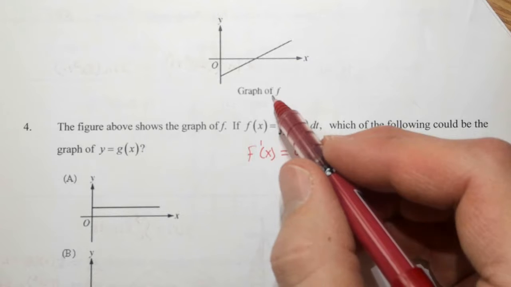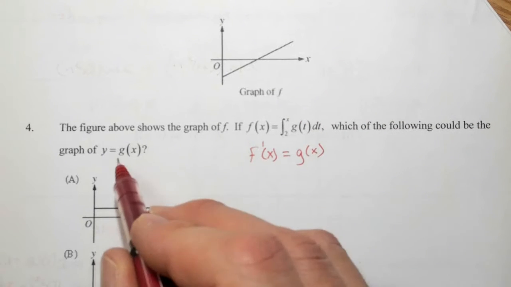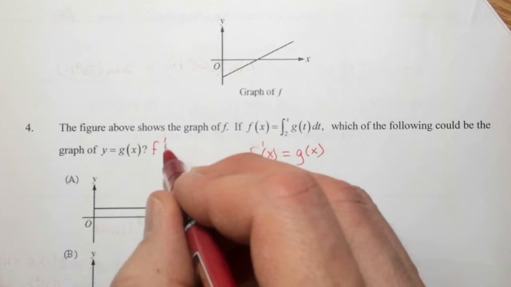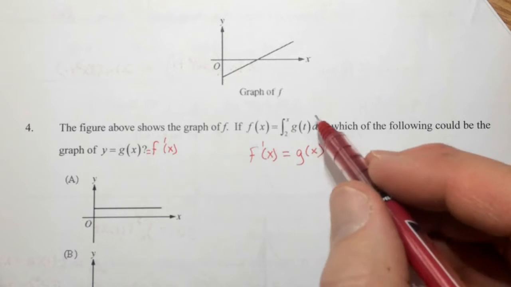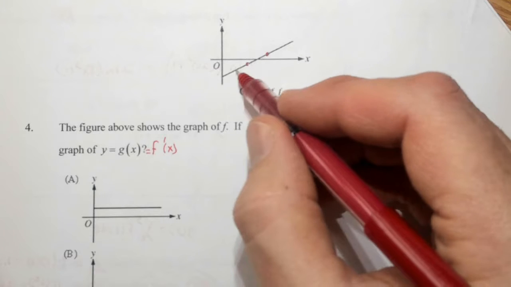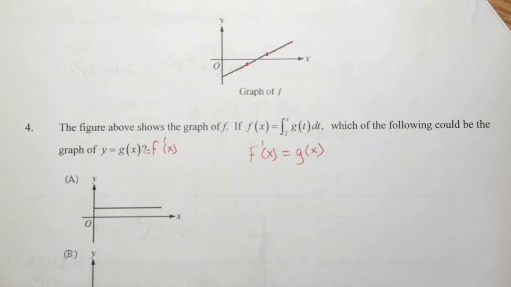So g of x is the derivative of f. This is the graph of f. So basically we're given the graph of a function, and we want to find the graph of the function's derivative. Because again, g is f prime, so what could f prime look like? Well, the derivative is the slope of the tangent to the curve. So let's look at this. We don't have a curve, we have a line, and that line always has a positive slope.